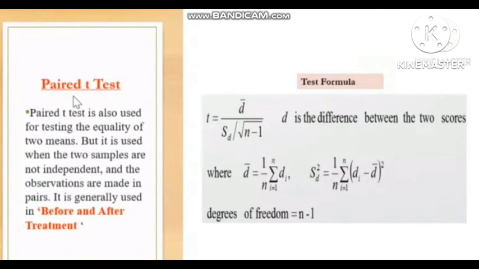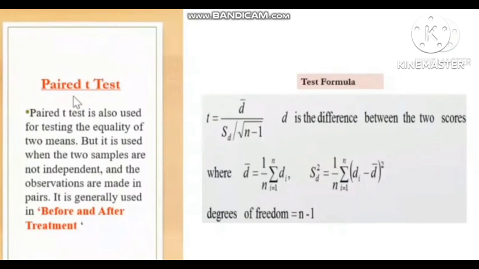Let me give one example. Suppose that there is an antihypertensive drug, and it is claimed that this drug is very much effective in controlling hypertension, controlling high blood pressure. Now, for testing this one, you will conduct one experiment. You will take some patients suffering from hypertension. Suppose you have taken 20 patients. You will measure their blood pressure. You will treat those patients with that drug. And after a sufficient period of time, again, you will take the measurement on their blood pressure.